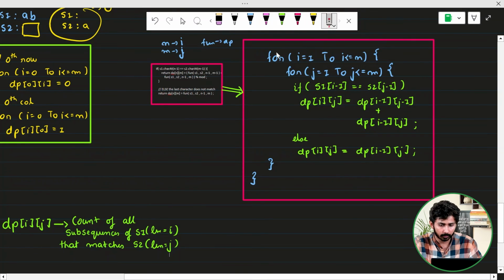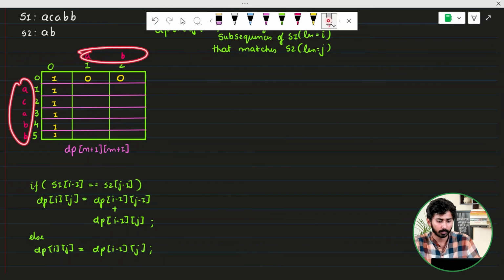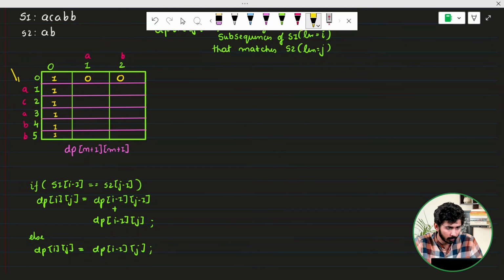I'll take these things over here, let's copy it. If the character is matching, then what should be done? I've indicated the characters over here. S1 is this, S2 is this. I'll write that down as well. This is S1, and this is S2. Now dp of 1 comma 1. What does it say? Check the character. They are matching. Then what should I do?